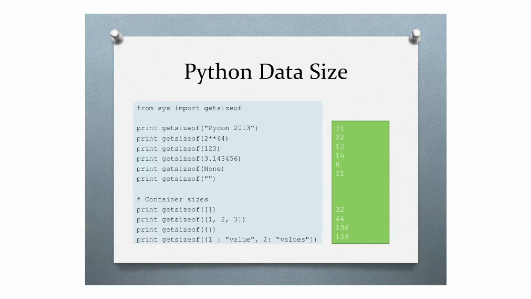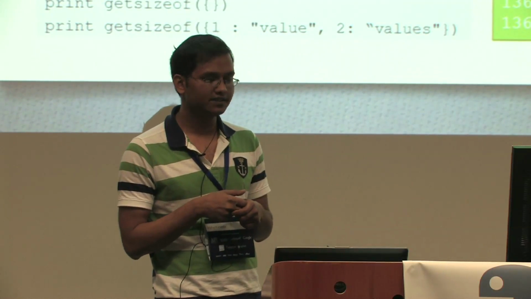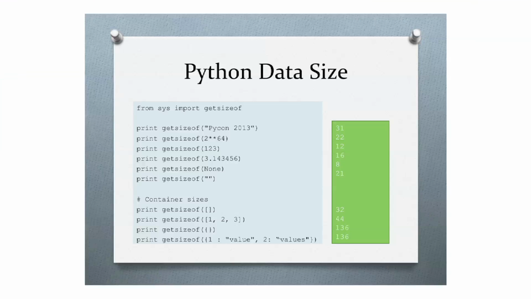More interestingly, look at the containers. An empty list is 32 bytes, and a list with 3 elements is the size of the empty list plus 3 references, that is 4 times 3 is 12. So 44 bytes to represent a list of 3 integers. And dictionaries are pretty expensive. An empty dictionary itself takes 136 bytes.